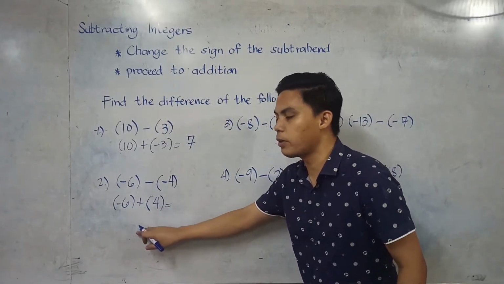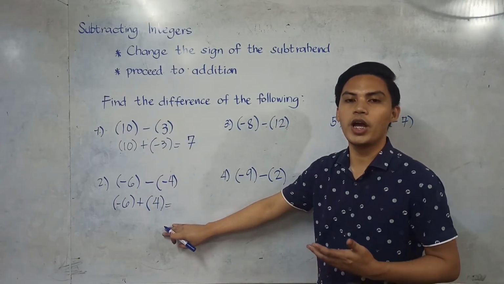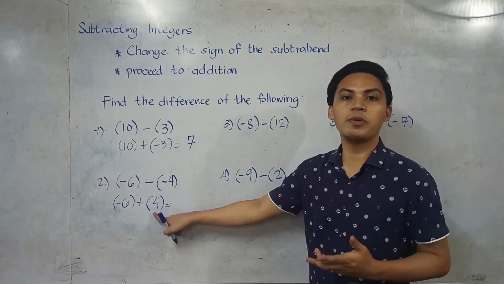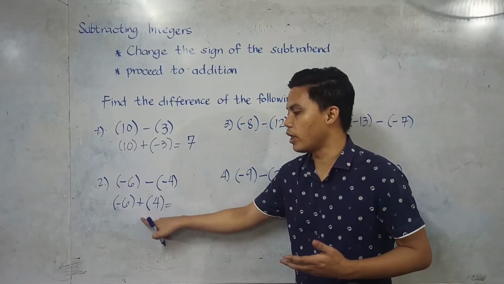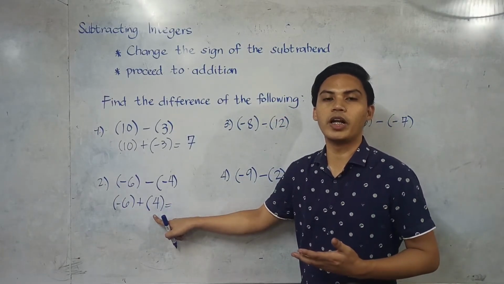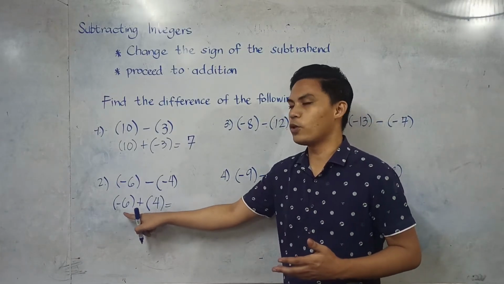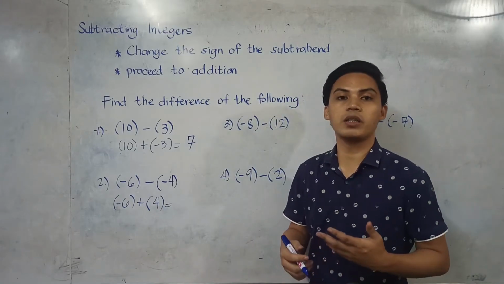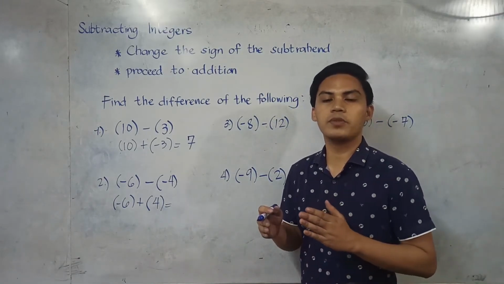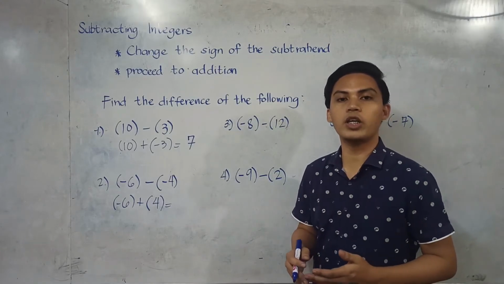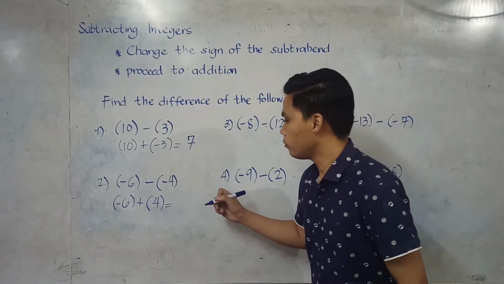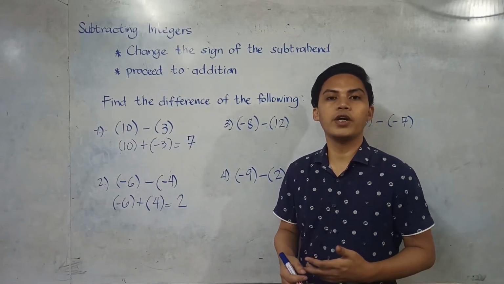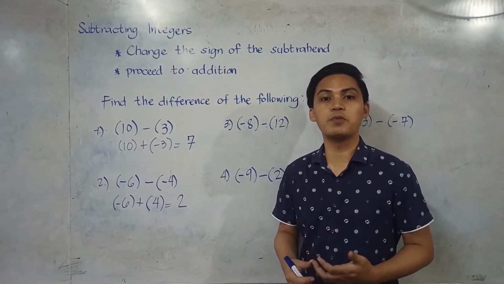Ngayon, magde-decide na naman tayo kung LAP or USG yung gagamitin natin. Now, since they have unlike signs, so ang gagamitin natin is USG. Unlike signs, then subtract their absolute values. So we have negative 6. Ang absolute value niya is positive 6. Ang absolute value naman ni 4 is positive 4. So, positive 6 minus 4 is equal to 2.